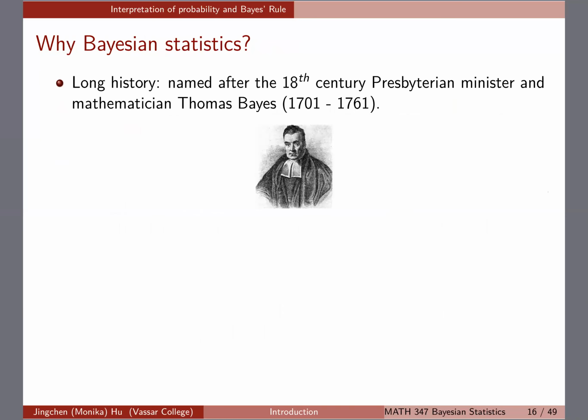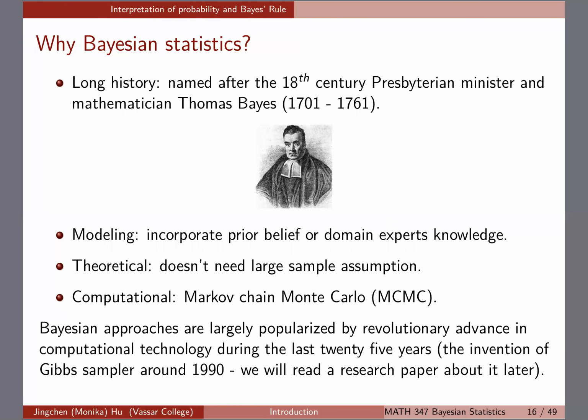All right, so long history, it was actually named after Thomas Bayes. It's a mathematician, also a minister in the 18th century, so that's a typical photo of him. And back then and also along the way, we do care about three aspects: modeling, and so it can help incorporate prior belief or domain expert knowledge. Theoretical, the advantage of this, it doesn't need large sample assumption, like I said earlier.